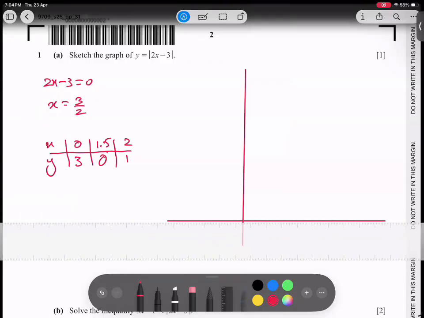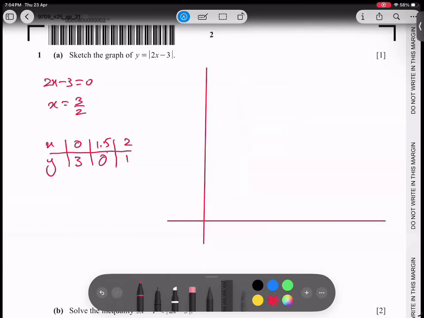Values are mostly coming in the positive section, so I will shift this line to here. Okay, students, let's start. So where's x 0, y 3? I'll count 1, 2, and 3. So this 1, this 2, this 3. Okay, 0, 3 is done. Now 1.5, 0 is somewhere here in the middle. And x is 2, y 1. Sorry, 2 and 1 here.